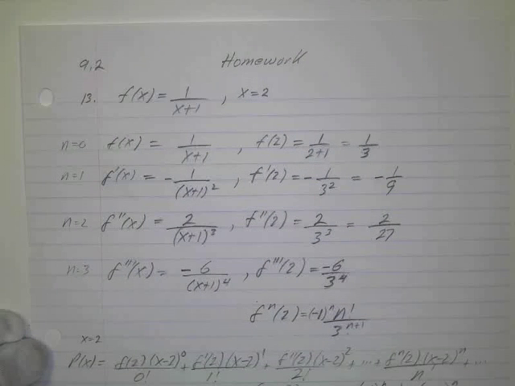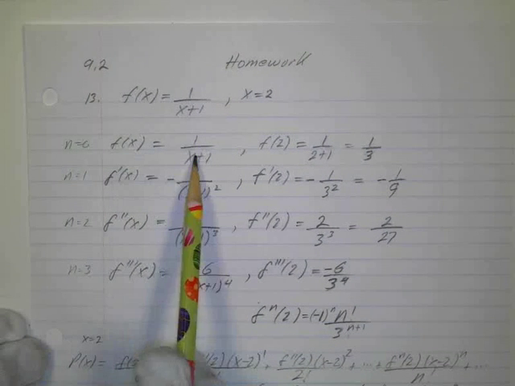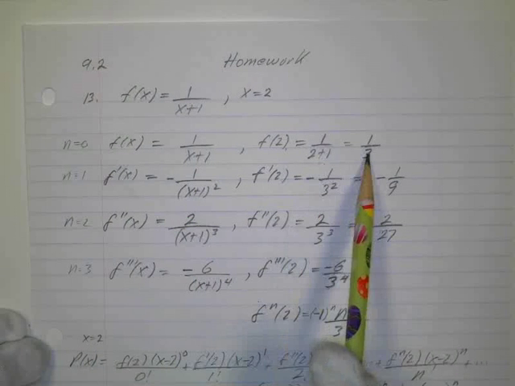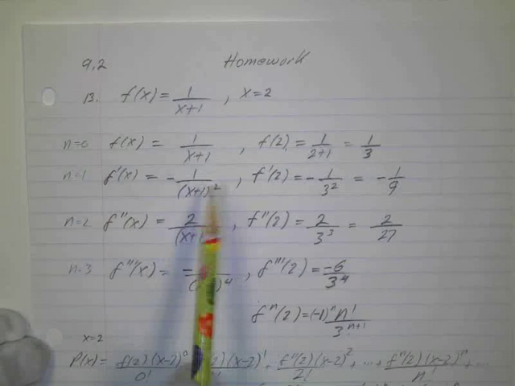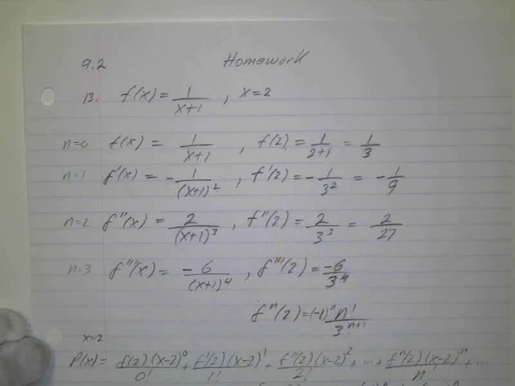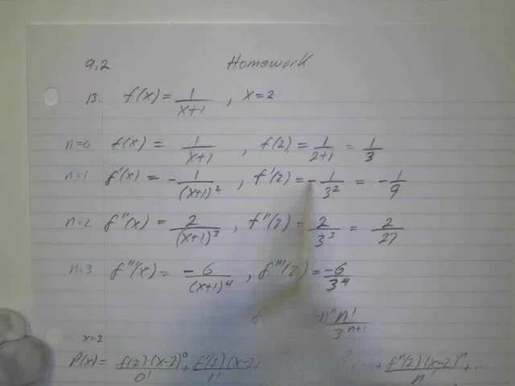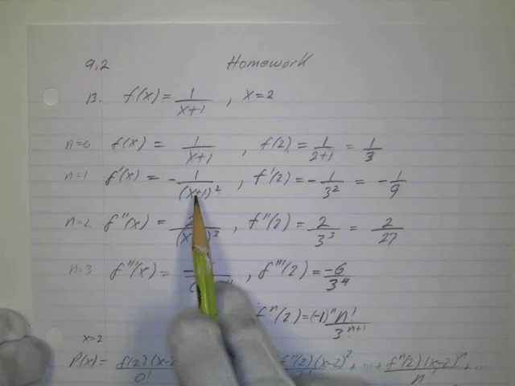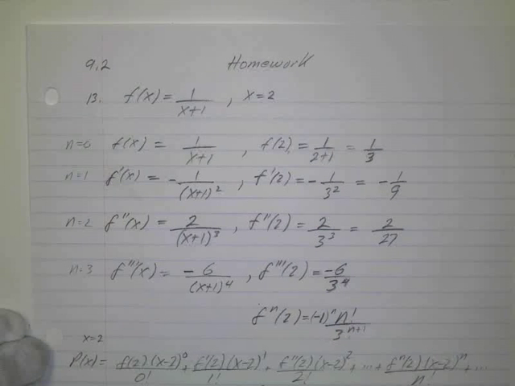So what we had to do is find the derivatives at 2. If I take the derivative, this is just f of x. So f of 2 was just 1/3, and then the derivative was negative 1 over x plus 1 squared. I gave you a general form on that, so you could use that to generate these derivatives. So f prime of 2 was negative 1 over 2 plus 1, which is 3 squared, which is negative 1/9.